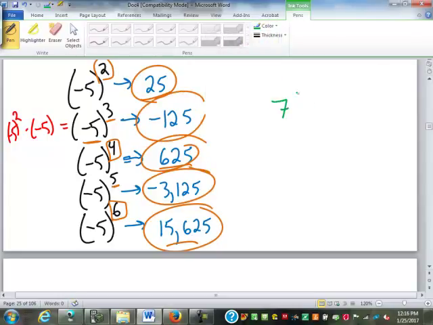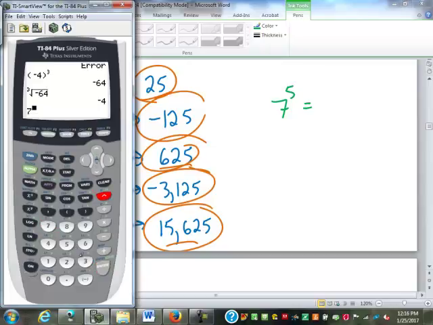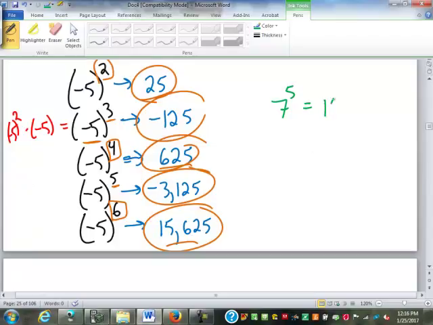So does that mean that this will be a negative answer? Because it's an odd power? No. So yeah, I'm going to say no. Because it's a positive number that we're starting with, it doesn't matter what power we're going to, it will be a positive answer. 7 to the power of 5 is going to be 16,807. Positive. No matter what the power is, if we start with a positive number, it's going to be positive.